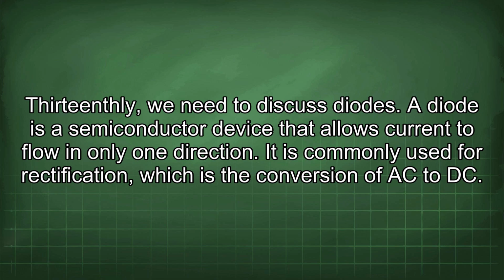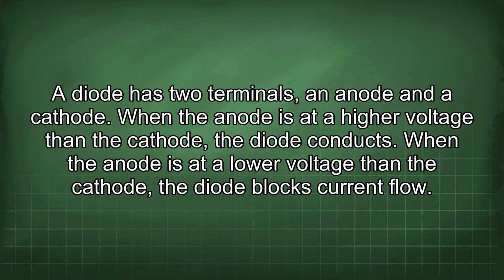13thly, we need to discuss diodes. A diode is a semiconductor device that allows current to flow in only one direction. It is commonly used for rectification, which is the conversion of AC to DC. A diode has two terminals, an anode and a cathode. When the anode is at a higher voltage than the cathode, the diode conducts. When the anode is at a lower voltage than the cathode, the diode blocks current flow.